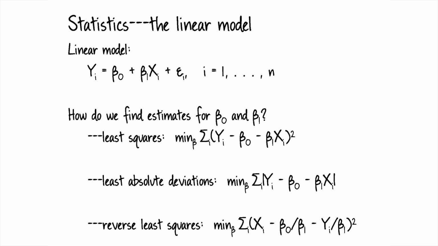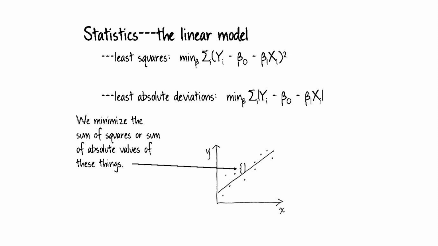Instead of squaring them, we could just take their absolute values and come up with something called the least absolute deviations estimator. That's the second possibility. Or a third possibility I'll throw out is something called the reverse least squares estimator. Okay? Let me just show you pictures of each of these in turn.